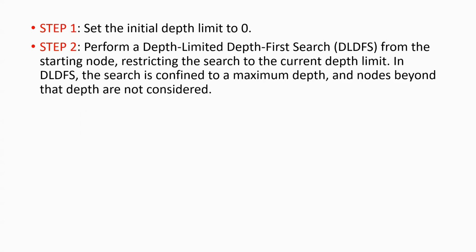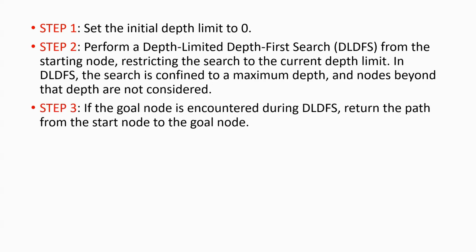DLDFS is executed for the starting node. The crucial aspect here is that the search is strictly confined to the current depth limit, and any nodes that would be explored beyond the depth limit are ignored for that specific iteration. Think of it like this: if the depth limit is 2, the DLDFS will explore nodes at depth 0, 1 and 2, and anything deeper is ignored.